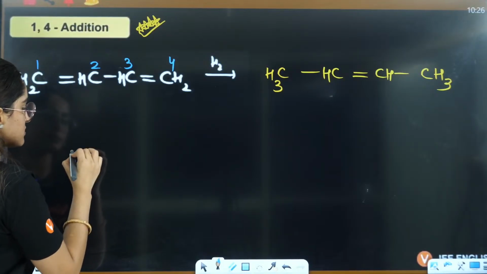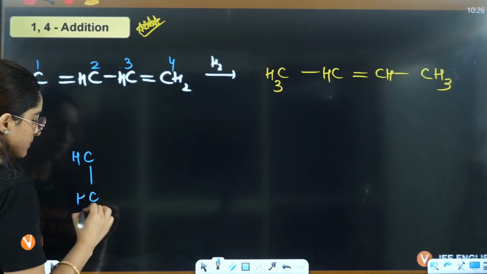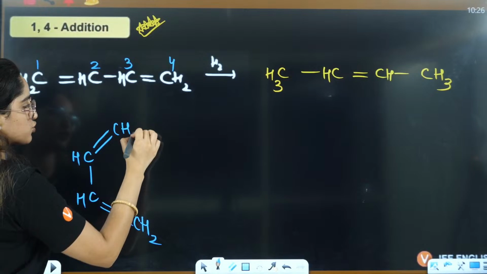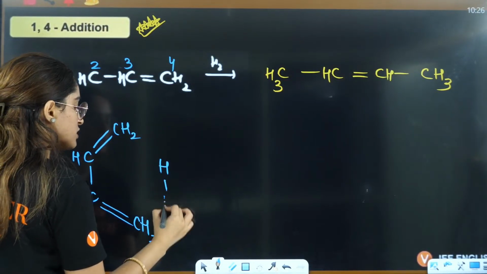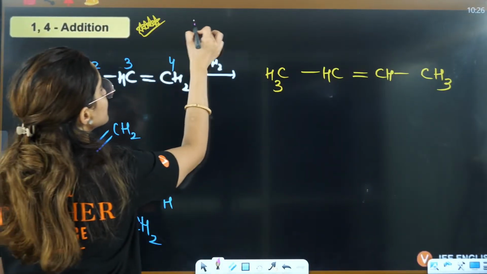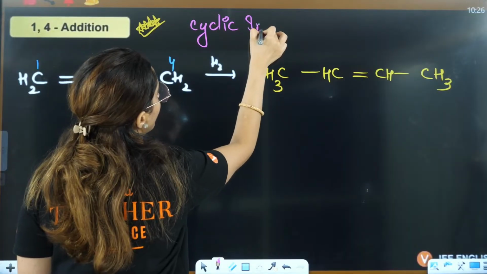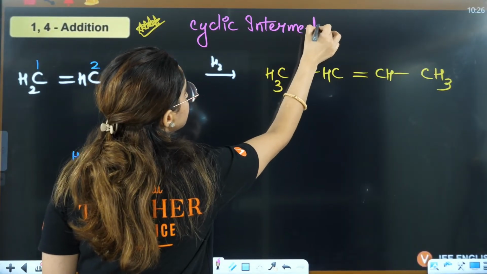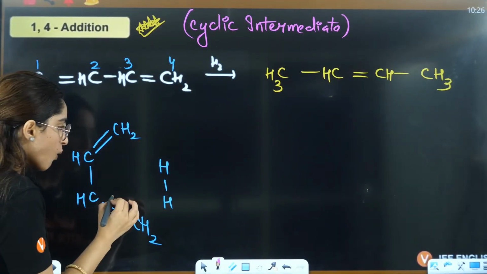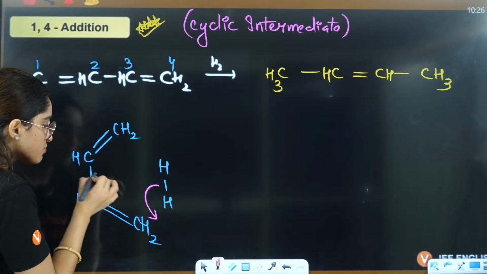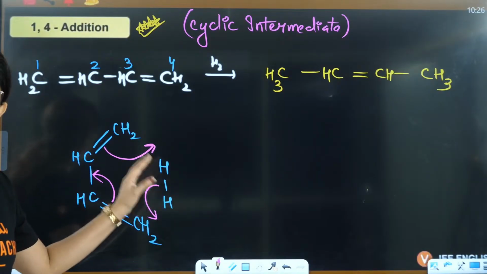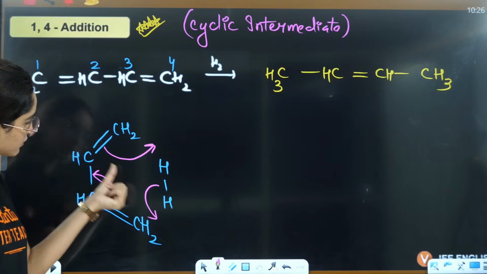Let's write it like this. This is CH. This is CH, right? This is double bond, this is CH2, this is double bond, this is CH2. This is H and this is H, and you will see a cyclic product formation. A cyclic intermediate will be formed here. This bond is going to shift here, this bond will shift here and this bond will shift here. When this H2 bond breaks, it will shift here.